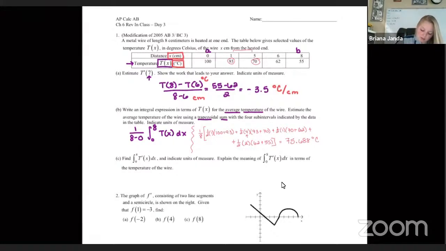The problem says to indicate units of measure, so I want to come back over here. That first fraction is 1 over units that are in centimeters. Inside our integral, the T of x is in degrees Celsius and dx is indicating centimeters. And so if we were to multiply those three things together, the centimeters in the bottom here would cancel with the centimeters in the top here, leaving us with just degrees Celsius, which you see as our label over here.